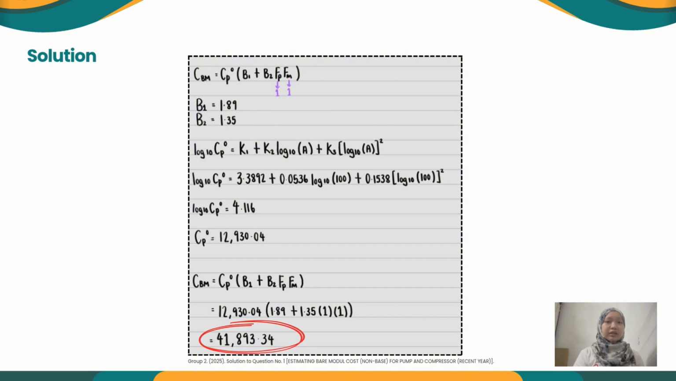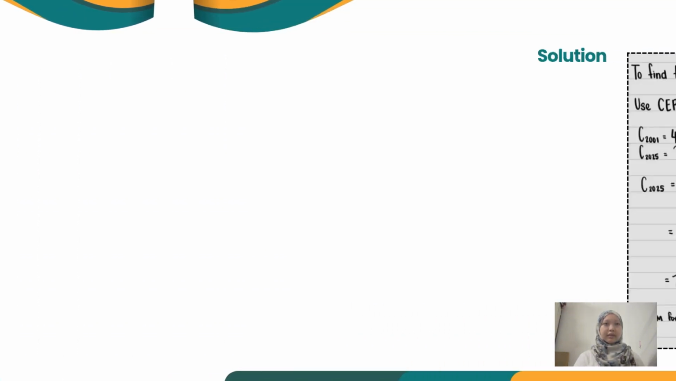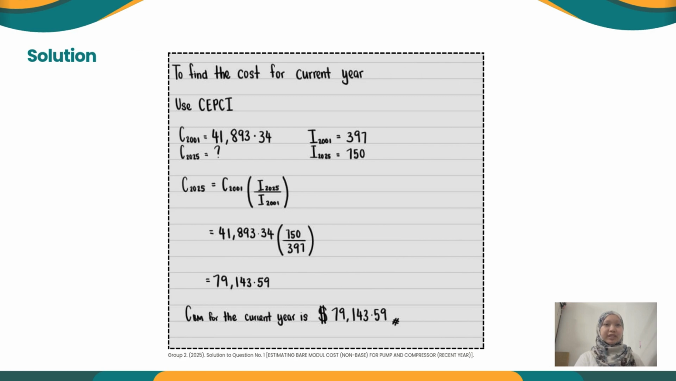$41,893.34. After we get CP, which is equal to $41,893.34, to find the bare cost modules for the current year, we need to use the cost index given. For the year 2001 is 397 and in next year for 2025 is 750.